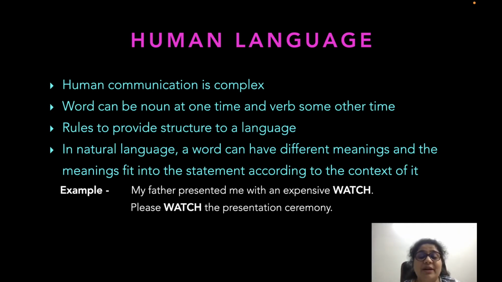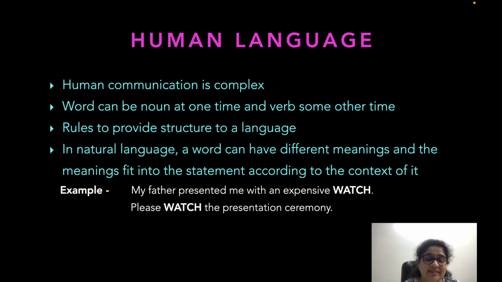A word can be a noun at one time and a verb at some other time. Okay. There are rules to provide a structure to a language, right? As I just talked about noun, pronoun, verb, adverb, adjective, and so on. Helping verbs, right? So there are multiple parts, and then there are many rules to provide a structure to the language. And in natural language, a word can have different meanings, and the meanings fit into the statement according to its context. Isn't it? We know it, right?